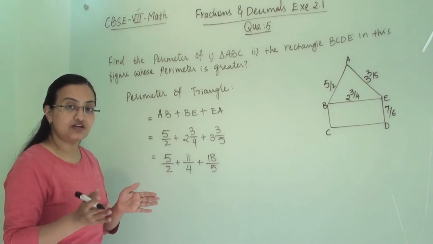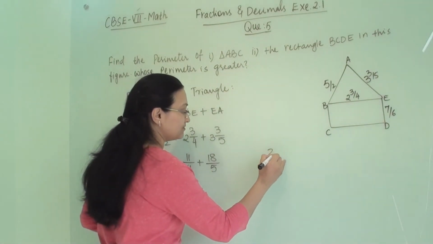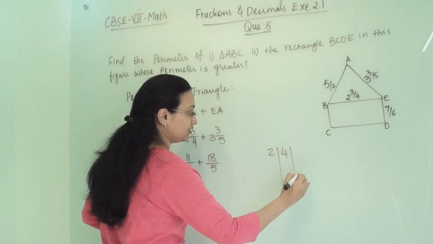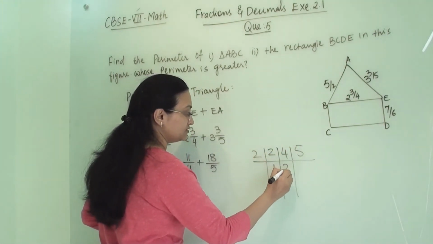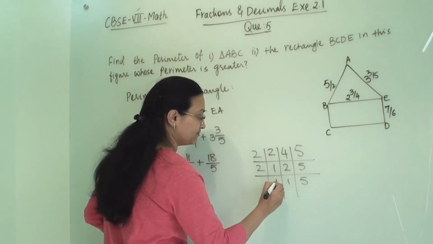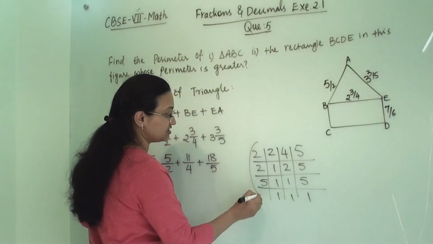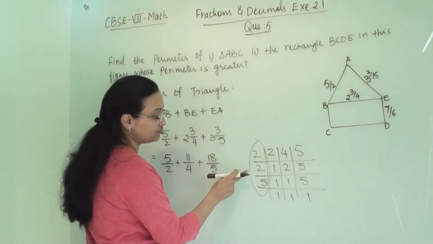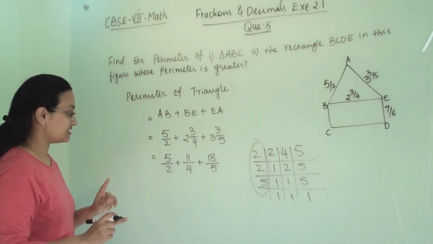Now these three are unlike fractions. So we have to convert them into like fractions to add them. So let us take LCM. So 2, 4, 5. Here we will get 2. So 1, 2, 5, again 2, 1, 1, 5. Then 5, 1, 1 and 1. So this is our LCM. 2 into 2, 4 into 5, 20. So 20 is our LCM.